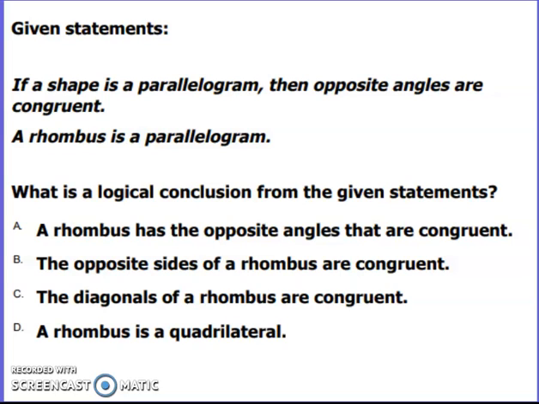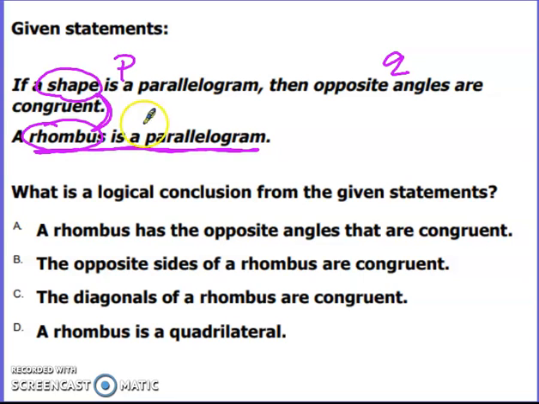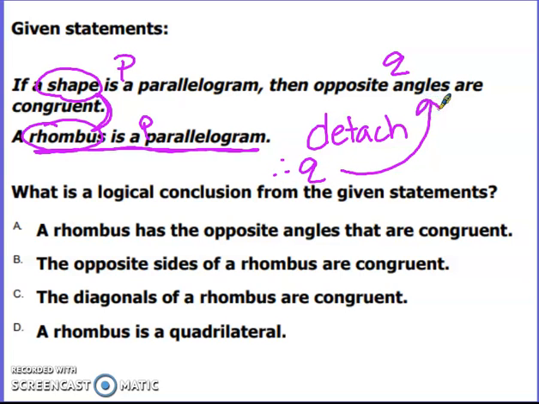Given the statements, if a shape is a parallelogram, then opposite angles are congruent. A rhombus is a parallelogram. The key words here, we have shape and rhombus. You have to decide, is a rhombus a shape? And it is. So in this case, we're going to call this P. Well, if I have P→Q and then I start with P again, we can use the law of detachment. That tells me my conclusion needs to be Q. So my opposite angles need to be congruent. Letter A says a rhombus has opposite angles that are congruent. And we are talking about a rhombus, so that's important.